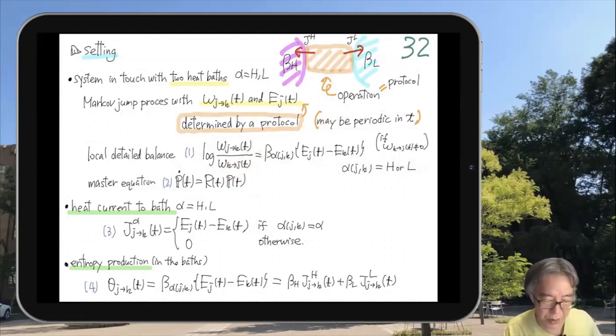Okay, an important quantity is the heat current to the bath. And this is almost the heat current that we have been considering all the time. But this J from j to k is given by this energy difference when this alpha jk is alpha, and it's zero otherwise. So if this is H, this of course tells you the heat current into here, and if this is L, it describes this heat current. And the entropy production in the bath is given by this relation as usual, and by using this, it can be written like this, okay? Everything is standard.